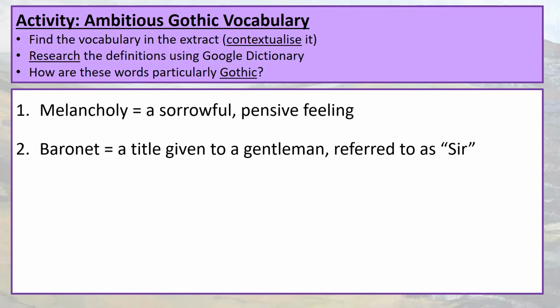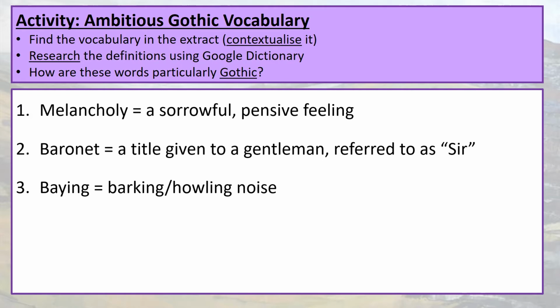Secondly, baronet, that's a title that's given to a gentleman. It's somebody who could be referred to as Sir. And I think that really speaks to the theme of power, which is often at play in the Gothic. The Gothic is, like we said, very interested in these grand settings, the castles, the mansions, the big stately homes, and therefore it's also very interested in the people who inhabit them, people who have power, and then those who also don't.